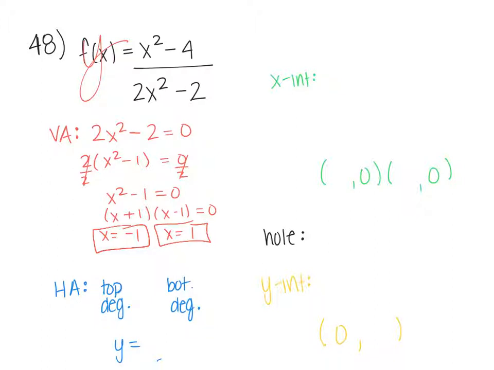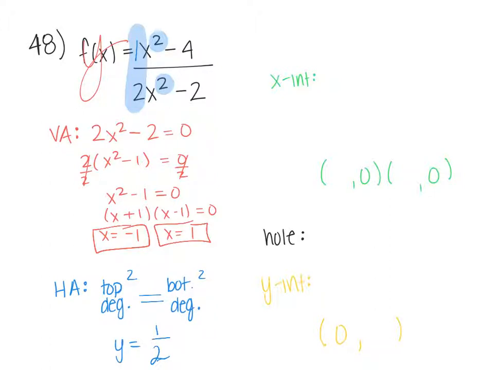Horizontal asymptote, you're comparing the degrees. So the degrees of these are 2 and 2. Since the degrees are equal, I do a ratio of the top leading coefficient over the bottom leading coefficient. Well, I don't see a number out front there, so it's a 1. So I have 1 over 2 as my horizontal asymptote. y equals 1 over 2.